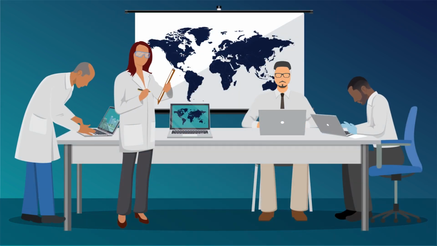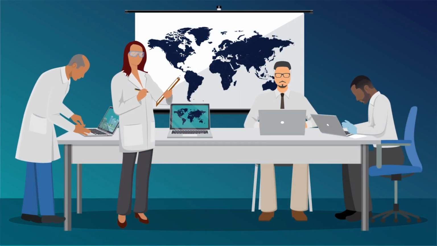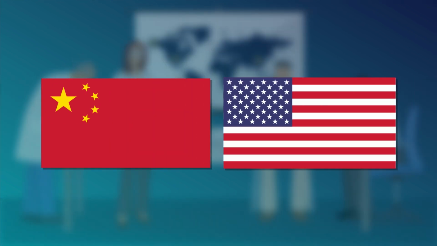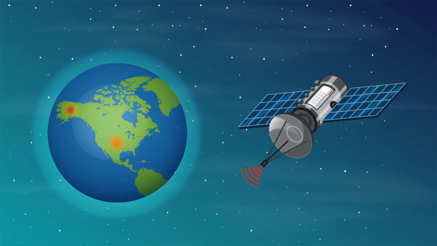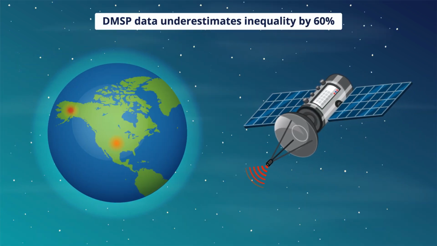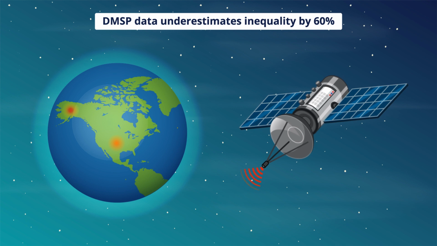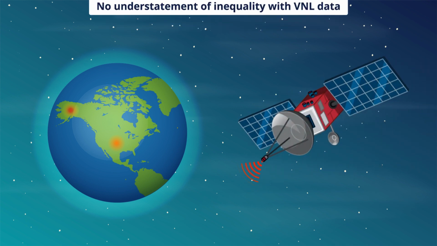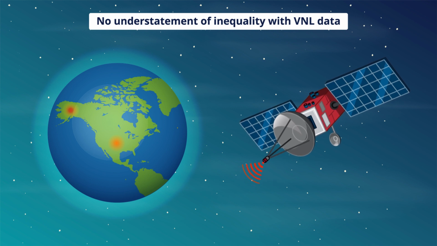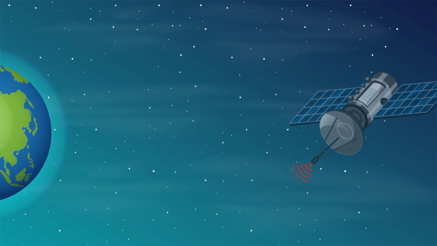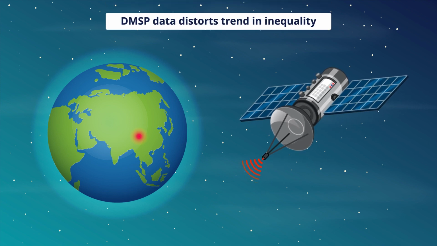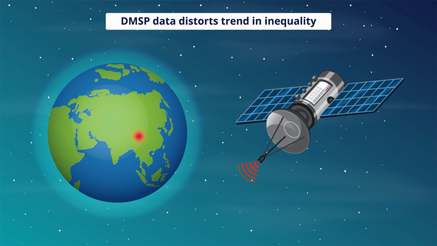To show the generalized nature of these biases, the researchers also estimated spatial inequality for all county-level spatial units in China and the United States. For the United States, DMSP data underestimated some inequality measures by 60% compared to what benchmark GDP data show. Yet there was no understatement of inequality with the newer VNL data. Results for China showed similar patterns, and the trend in inequality is distorted if using DMSP data.